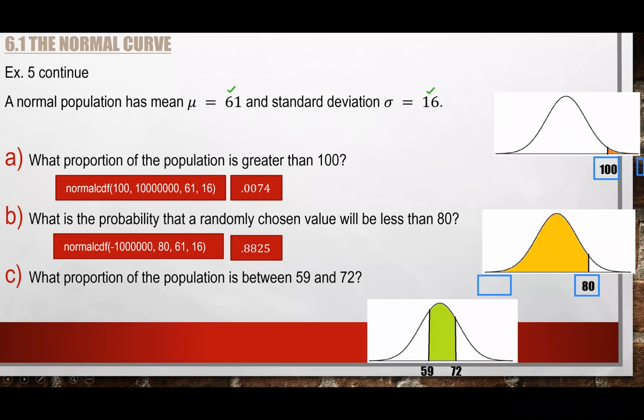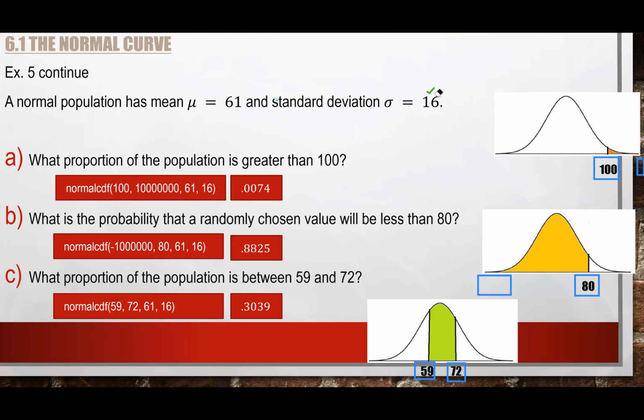And lastly, in between. It's just the way that they say it. In between, we're looking for the area in between. Looking at this, I know my lower limit is 59 and my upper limit is 72. All I need to do is type in normal CDF: 59 is the lower limit, 72 is the upper limit, the mu is 61, and the standard deviation is 16. If you type it in, hopefully you have 0.3039.